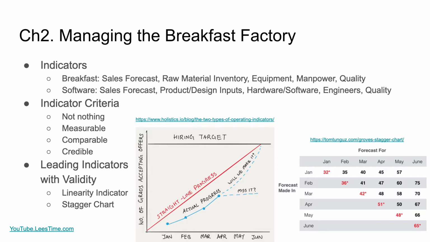The second way is called a stagger chart. Pretty much we have to do the forecast continuously or every month to make better predictions. This will help hold our marketing folks or whoever makes the forecast accountable and help our leadership team make more appropriate or actionable decisions.